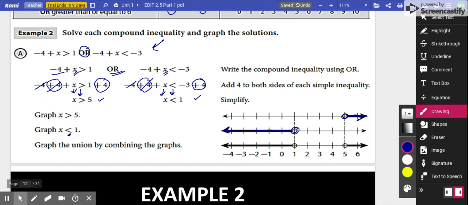Now when I graph my union, I'm going to graph both of these arrows on the same number line. So I'm graphing my x is less than 1, or x is greater than that positive 5.